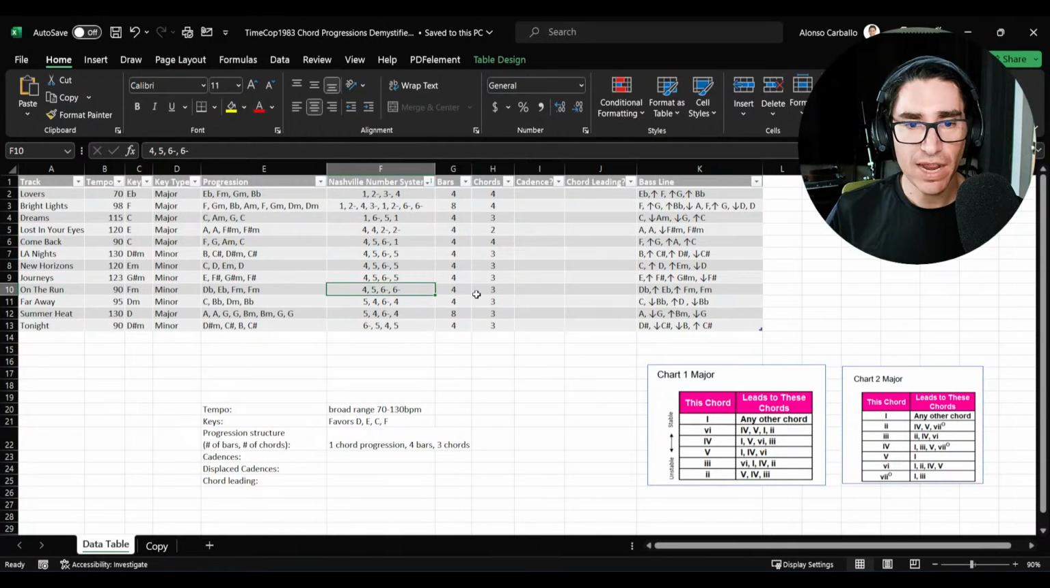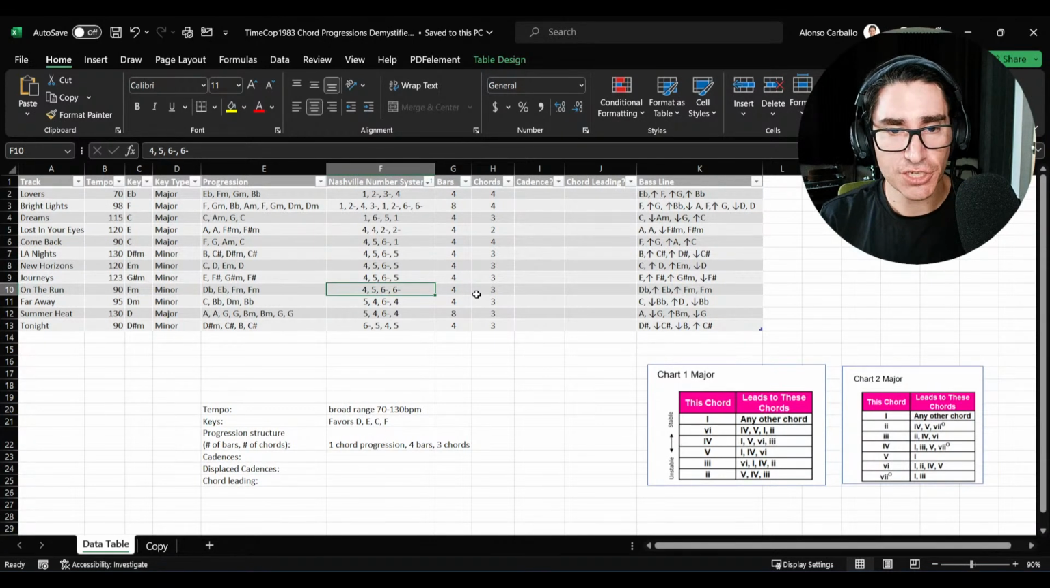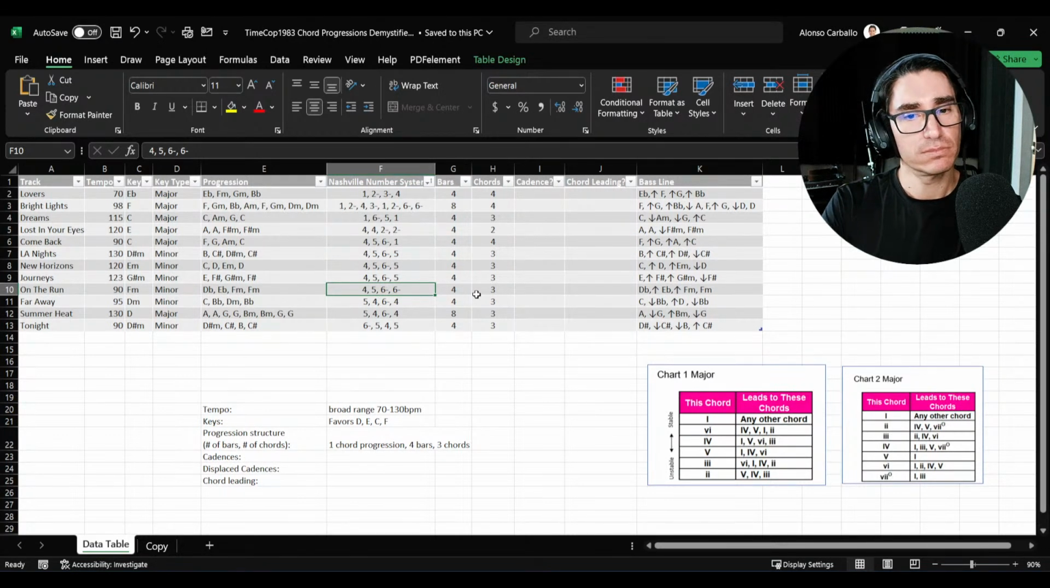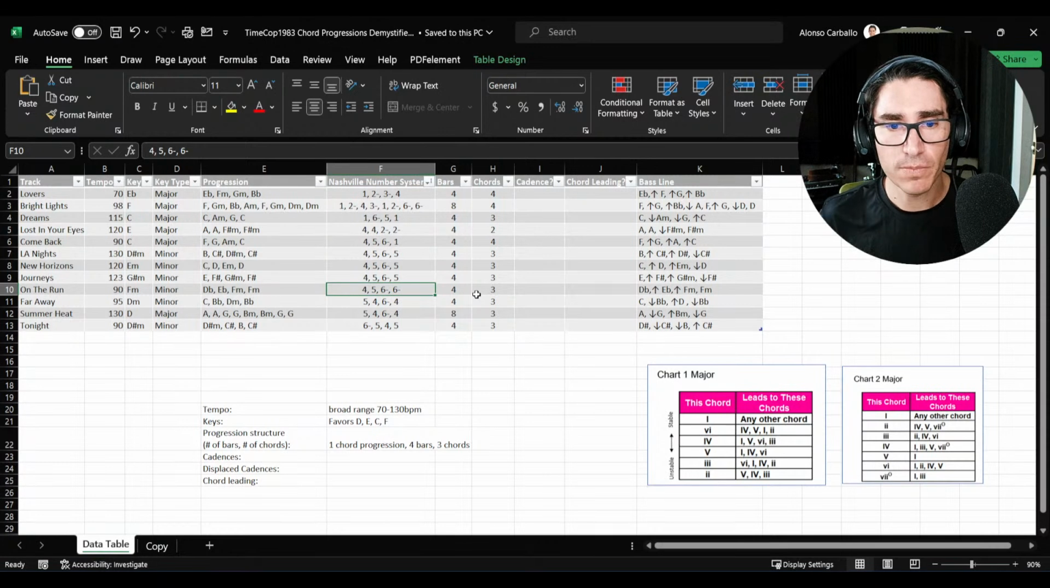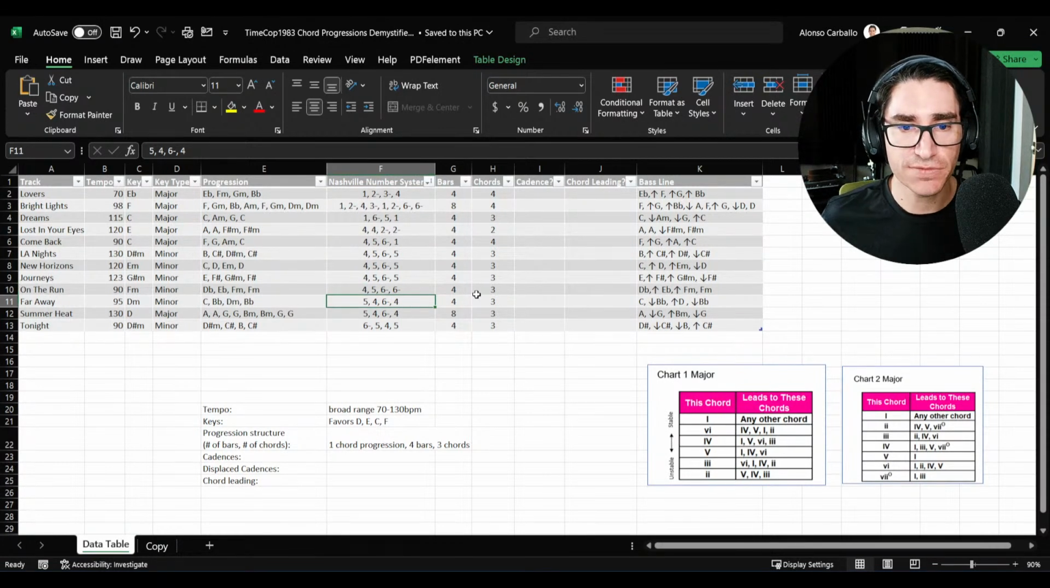Next up, 4/5, 6 minor, 6 minor, F major, G major, A minor, A minor. Back to F major, G major, A minor. Cool. Next up, 5/4, 6/4. G major, F major, A minor, F major. Sounds like this.